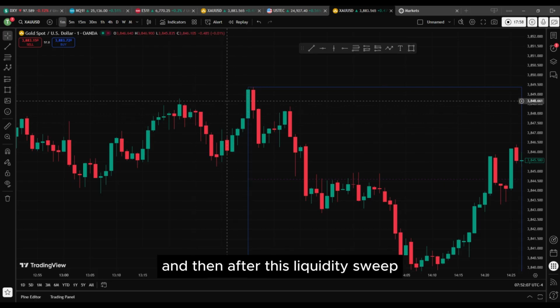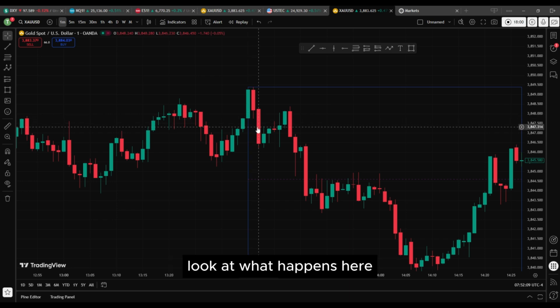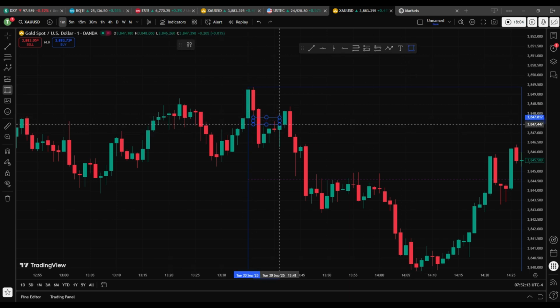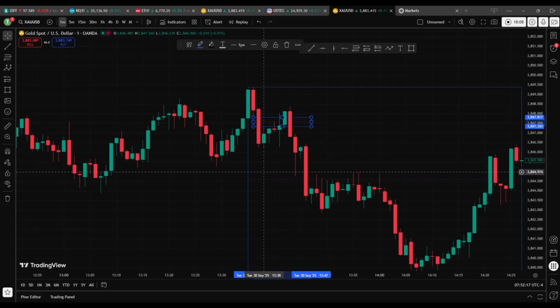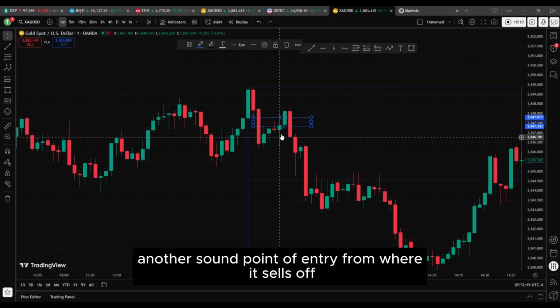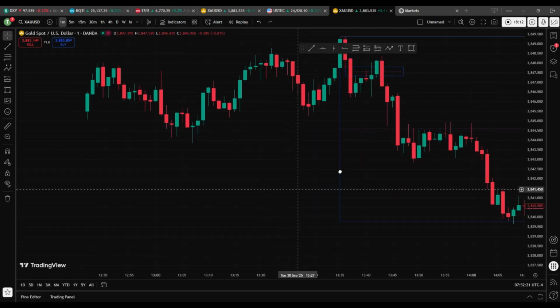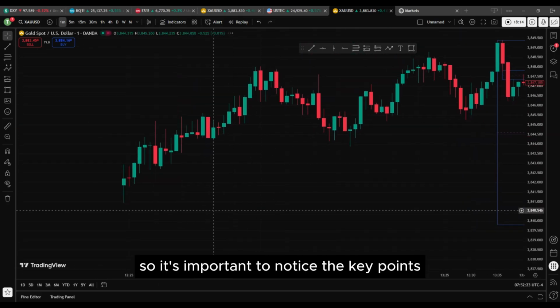Then after this liquidity sweep, look at what happens here. It creates a fair value gap, which is another sound point of entry, from where it sells off. So it's important to notice the key points.